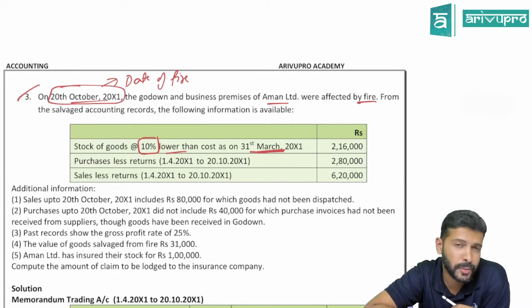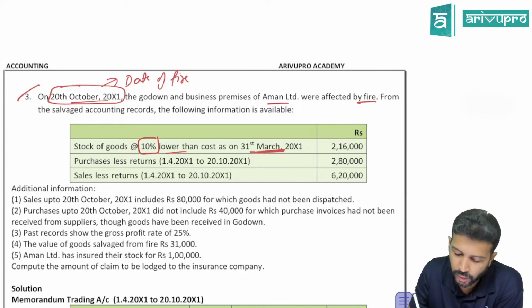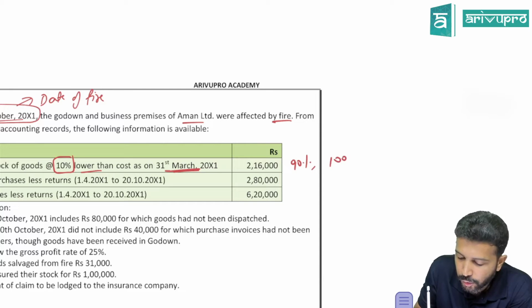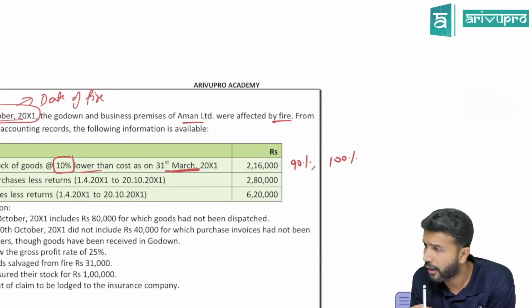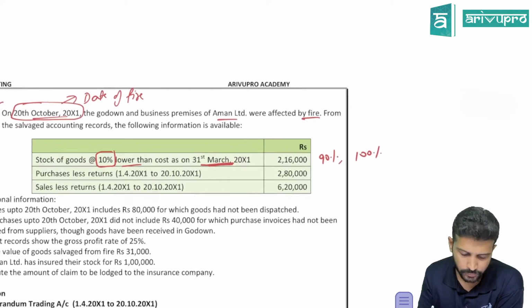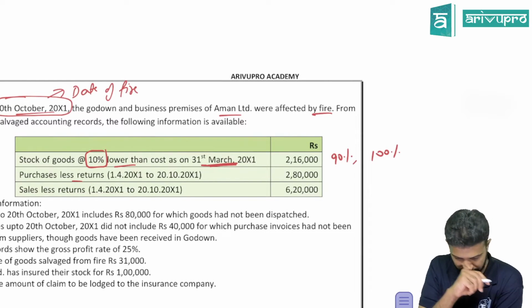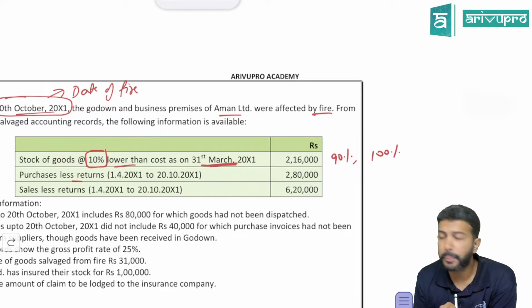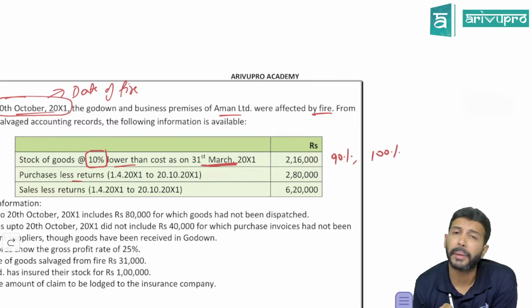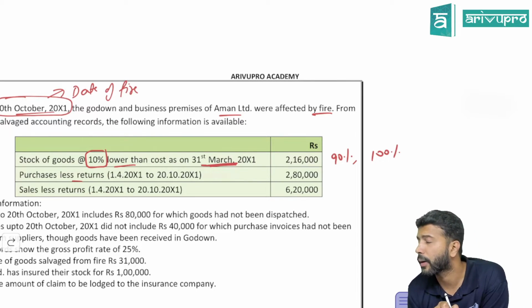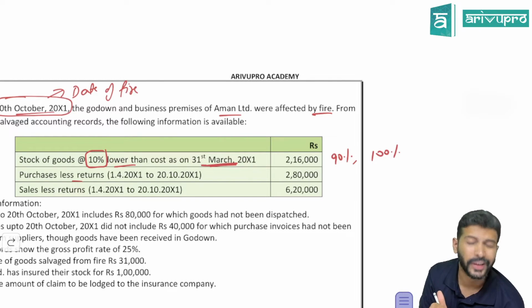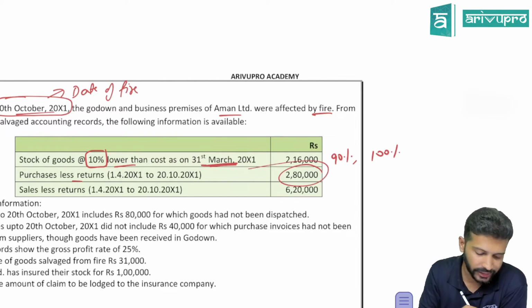Have you seen this adjustment already? No. So that means, can I say they have valued it at 90%, but we have to find out the value for 100%. So same thing. Purchase less return. Check the period. What have they given? 1st April to 20th October. Now you tell me, you will prepare the memorandum trading account for what period to what period? From 1st April to the date of fire, which is 20th October. So that period's data we want.